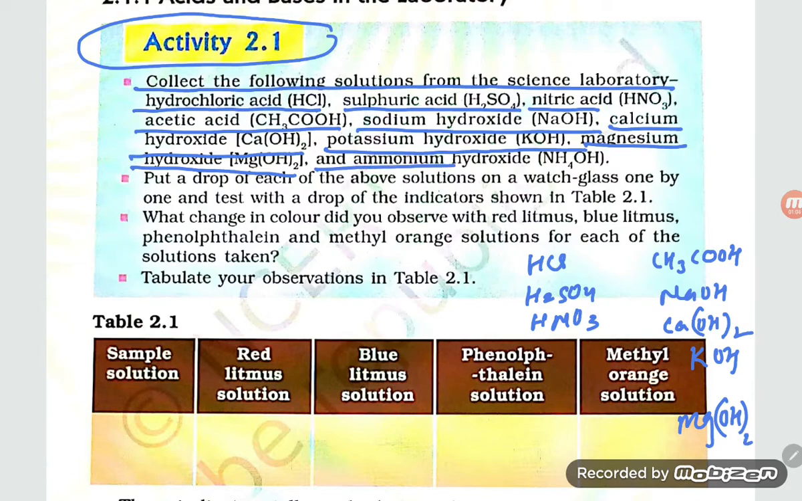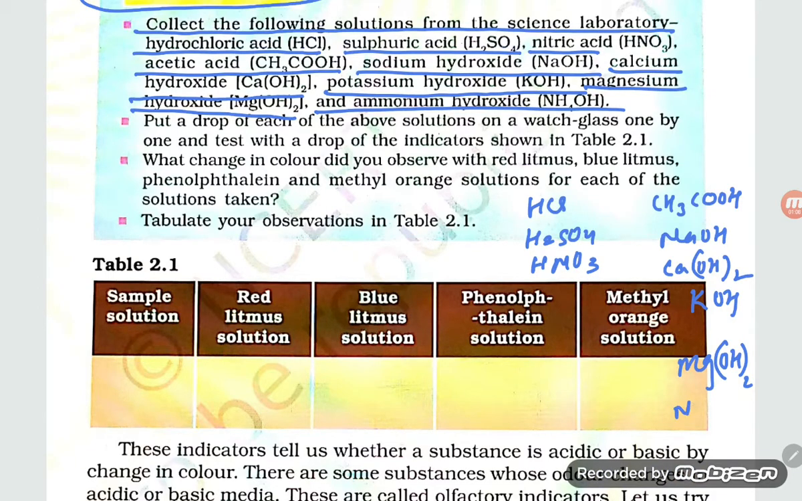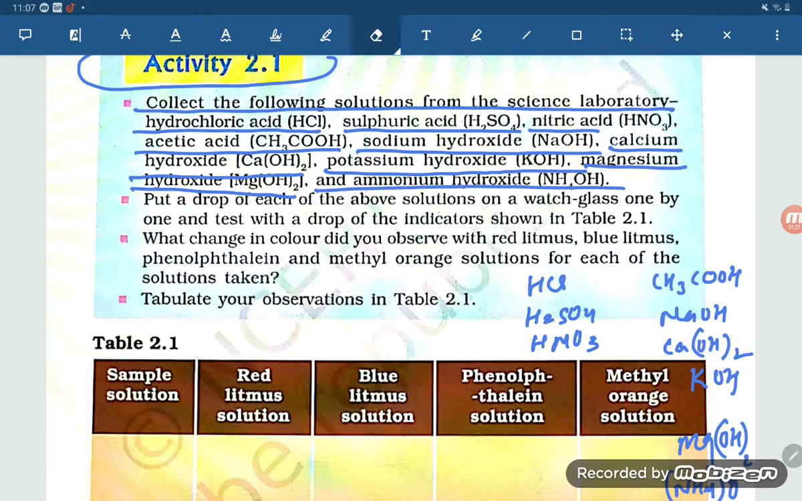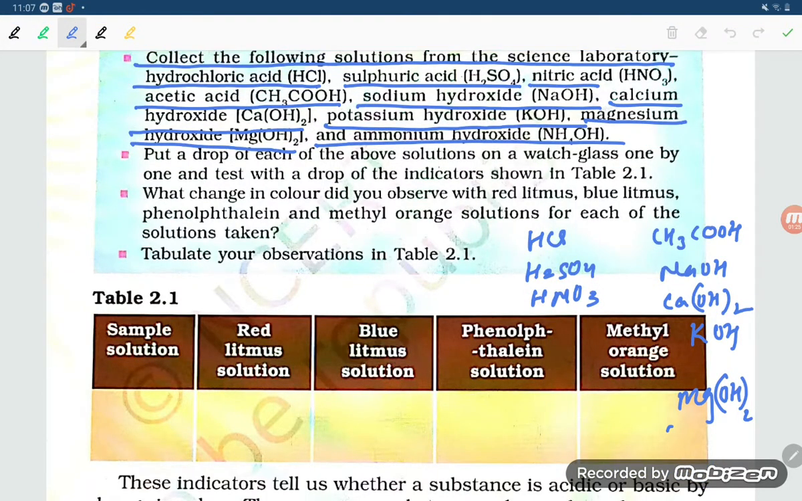Then ammonium hydroxide, NH4OH. We can write NH4OH in a different way. Let me wait, students. So the next one is NH4OH.